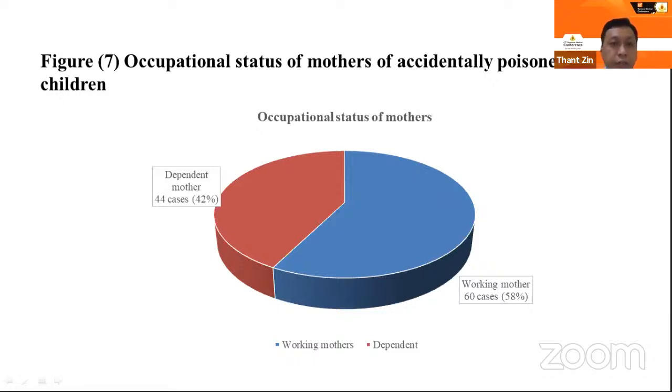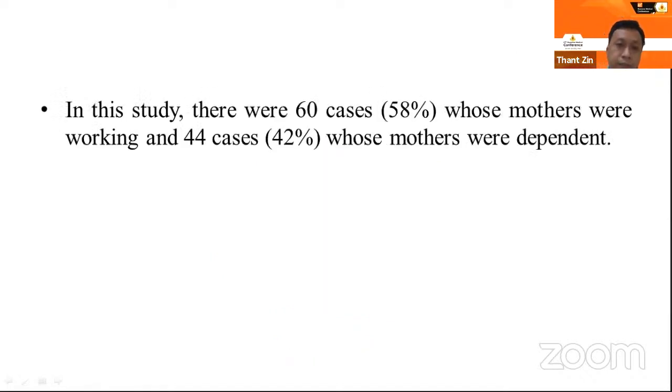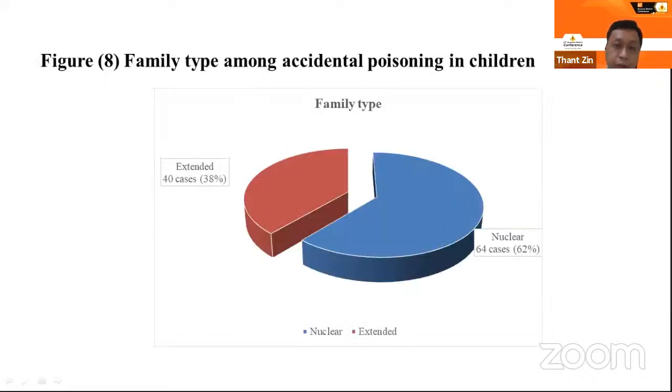Regarding the occupational status of mothers, working mother is the most common at 58%, and 42% are dependent mothers. Regarding the family type of the accidental poisoning in children, the nuclear type is represented as 62% and the extended type as 38%.